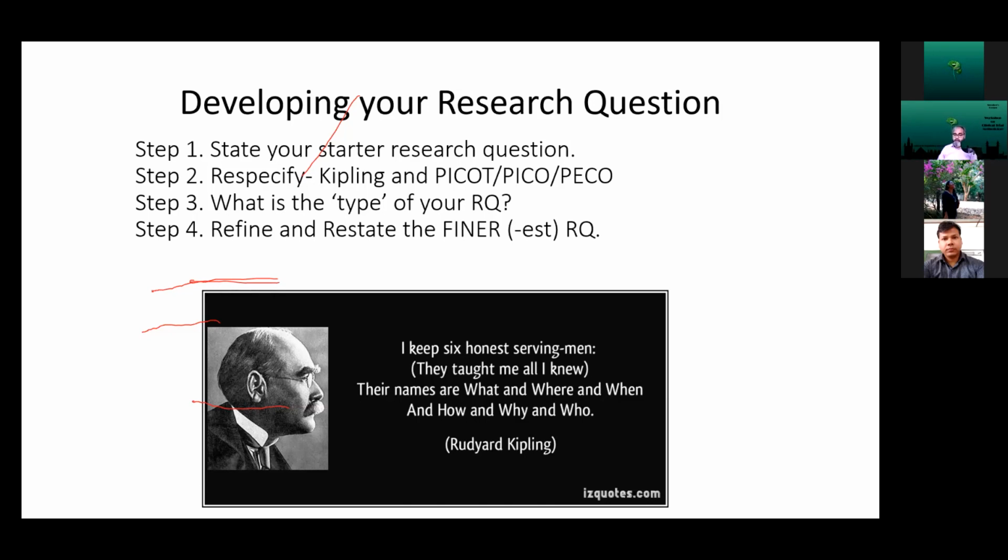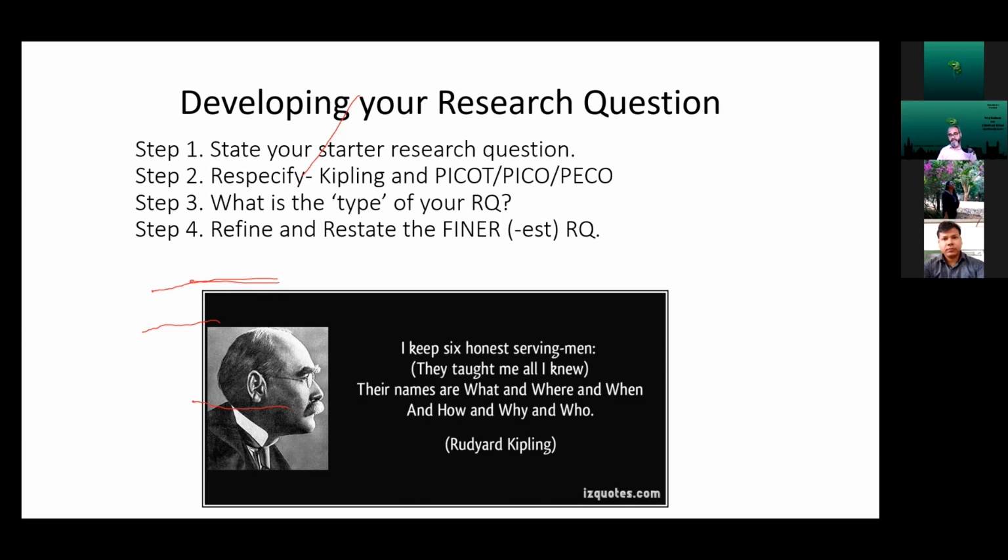Rudyard Kipling could not see women there. They taught me all I knew. Their names are what and where and when and how and why and who. So what, where, when, why, how, who. These are the questions. If you can answer them and then fit them in your research question, that is the first step. Your research question will become specific.